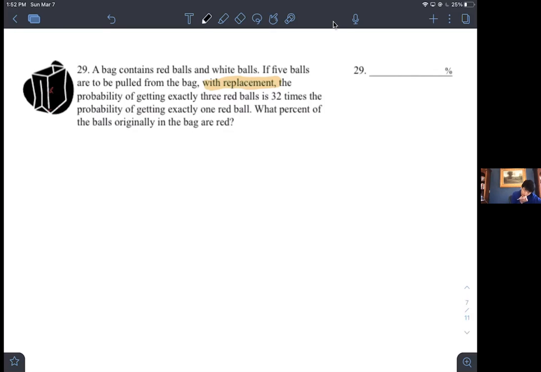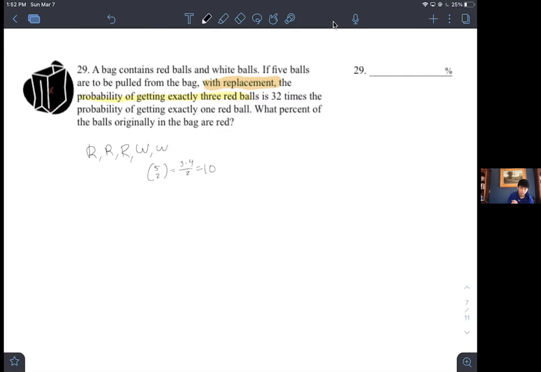So the probability of getting exactly 3 red balls. What is that? How do we calculate the probability of getting exactly 3 red balls? So what that means is we get 1 red, 1 red, 1 red, and 2 whites. And so what's the probability that this happens? Well, there's 10 different orders in which we can get this. There's 5 choose 2, which equals 5 times 4 over 2, which equals 10.